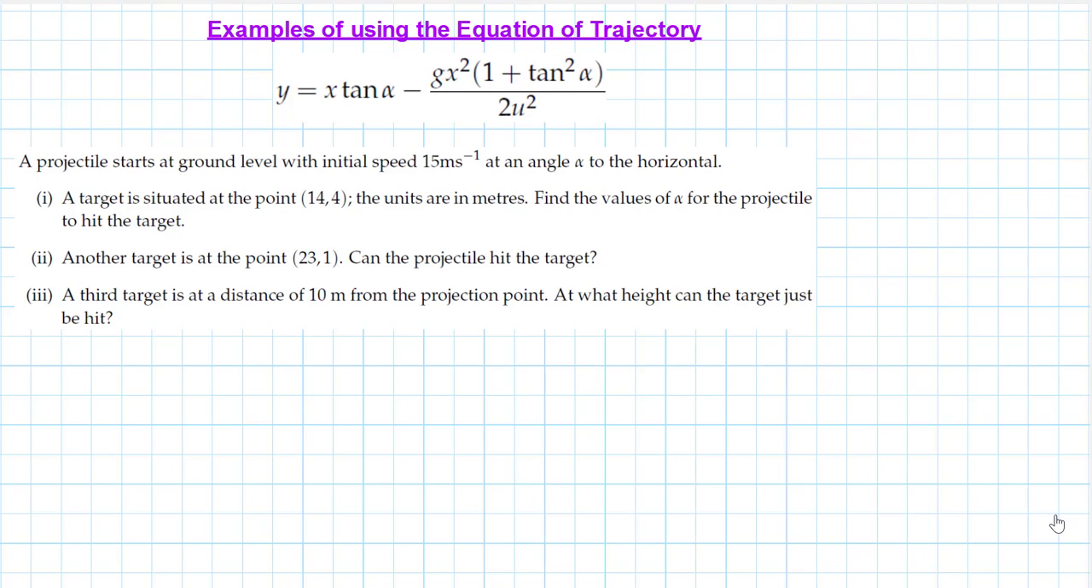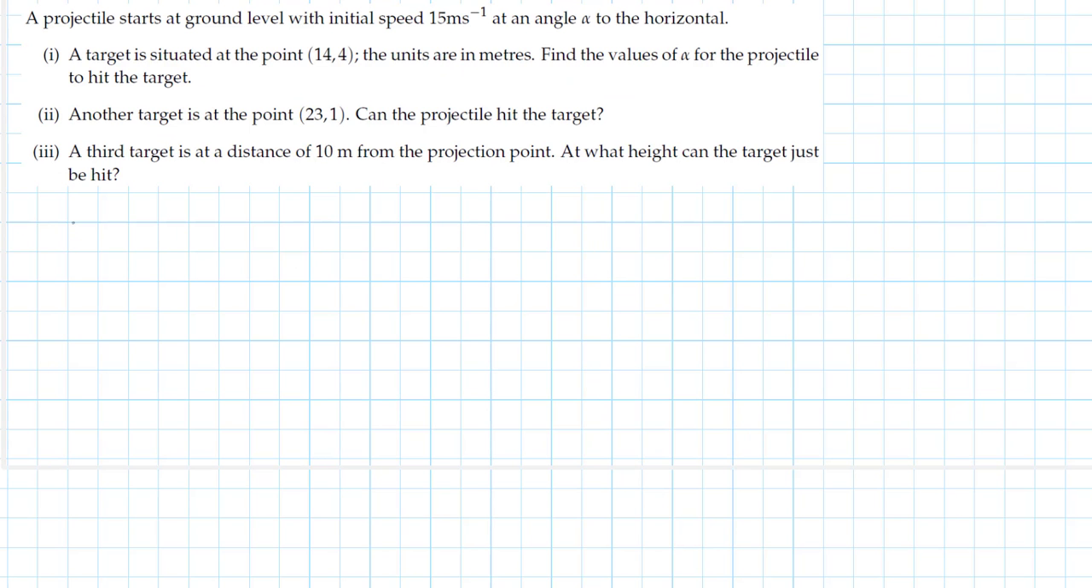Another target at 23.1. Can it hit the target? And a third one at a distance of 10 meters. What's the height? Can the target just be hit? So we've got a few different situations, and we're going to try and use the equation of trajectory to solve each one separately. So we'll start with part one of the question.